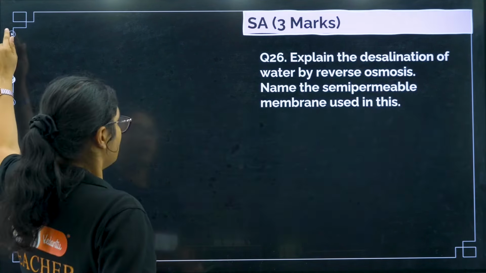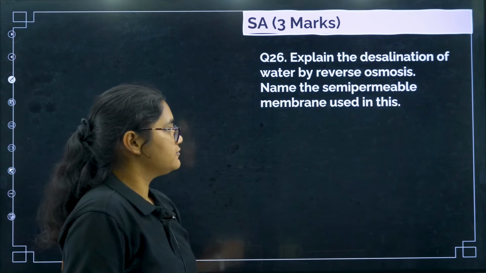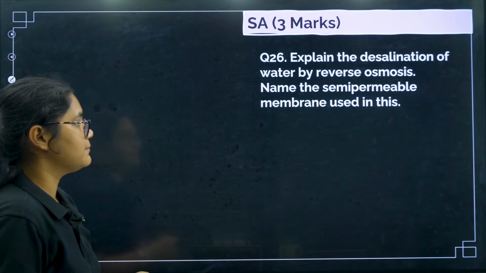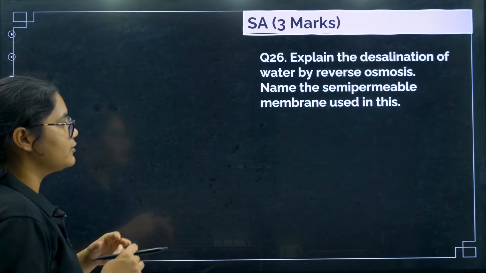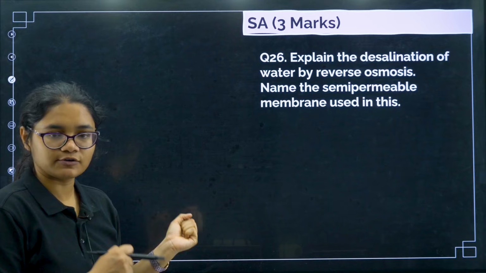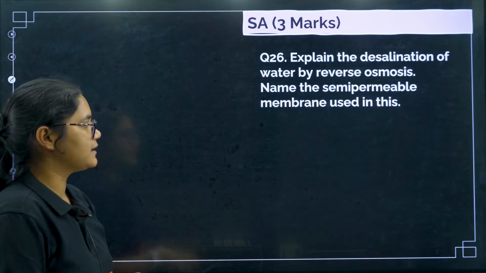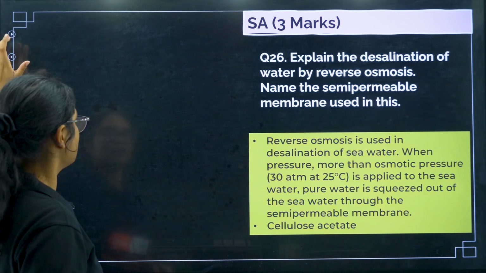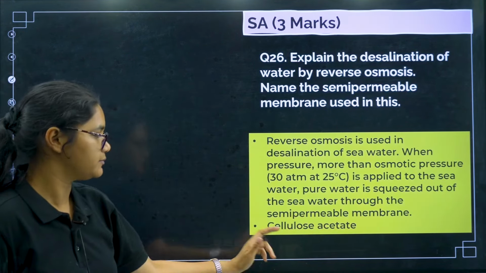Okay. Next, explain the desalination of water by reverse osmosis and name the semi-permeable membrane used in this process. So when you apply more pressure, reverse osmosis takes place and desalination of water takes place, and the semi-permeable membrane used in this process is called cellulose acetate. Okay, so please remember this one.